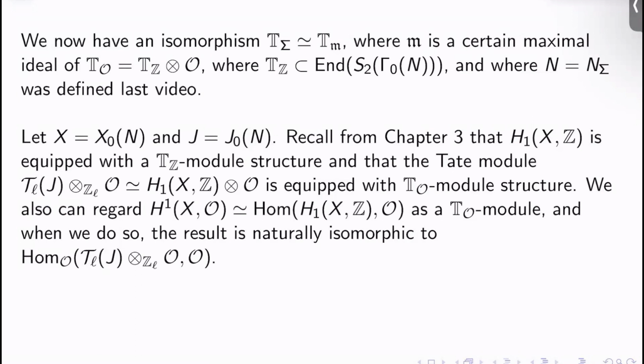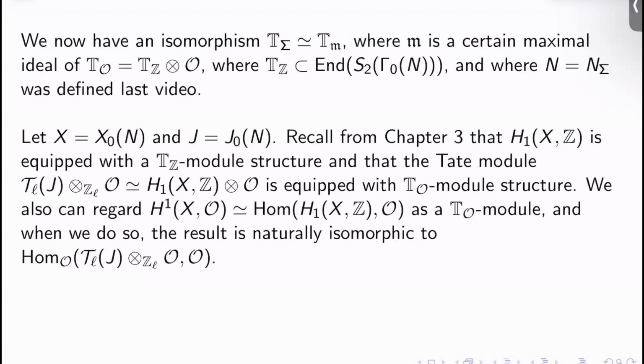Okay, so we related reduced Hecke algebras to full Hecke algebras. So what we're going to do is for this n, we're going to let X be the modular curve X0 of n, and we're going to let J be its Jacobian J0 of n. And we're going to recall from chapter 3 that the homology group H1(X,Z) is equipped with a T_Z module structure, and that the Tate module T_L of J tensored up to O over Z_L is isomorphic to the homology group H1(X,Z) tensored up to O, and that's equipped with a T_O module structure.